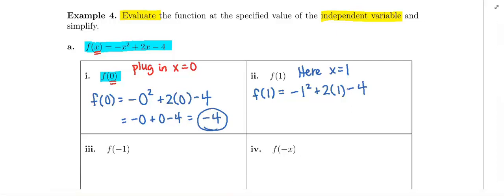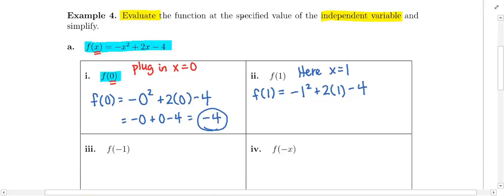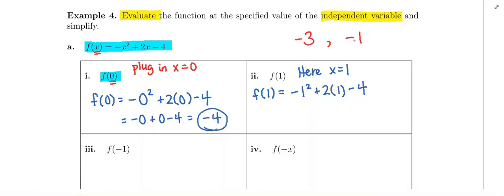I want you to take a moment, pause the video, and simplify this. Tell me what this simplifies to. After you do that, I want you to resume the video. All right, so hopefully you've had a moment to try to figure out what this simplifies to. My best guess is that some of you got negative 3 and some of you got negative 1. It can't be both. The answer is one or the other. Let's talk about how to correctly do this.